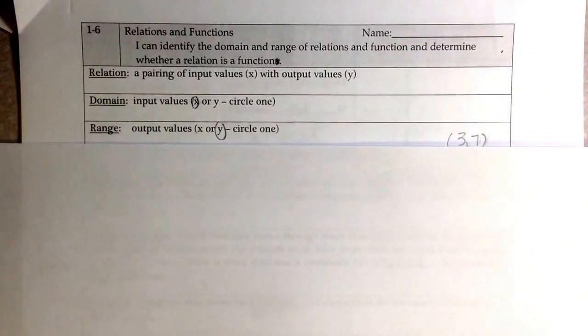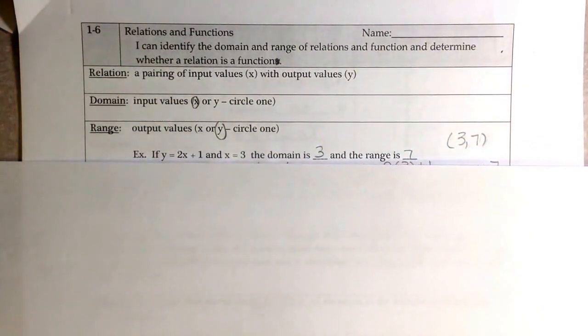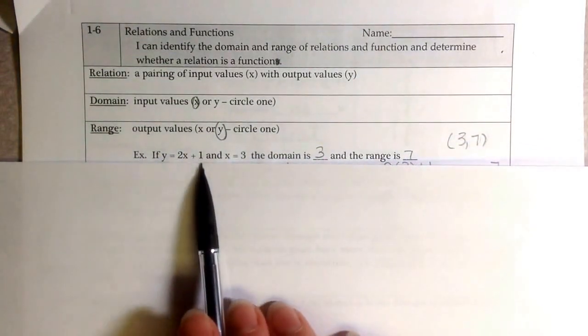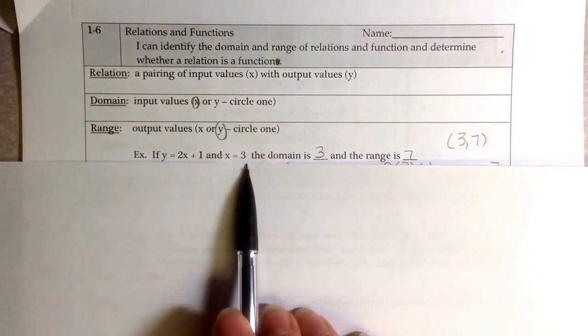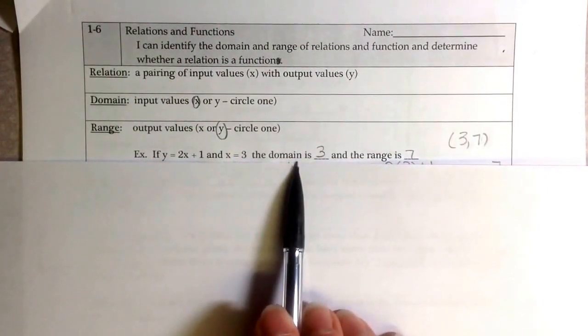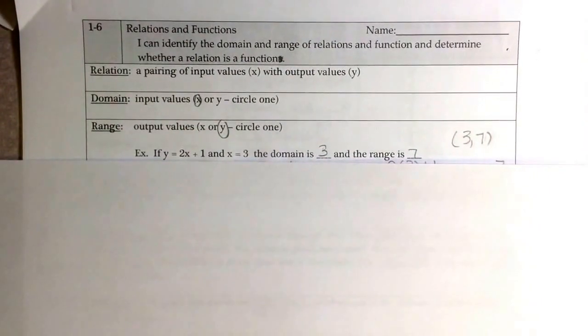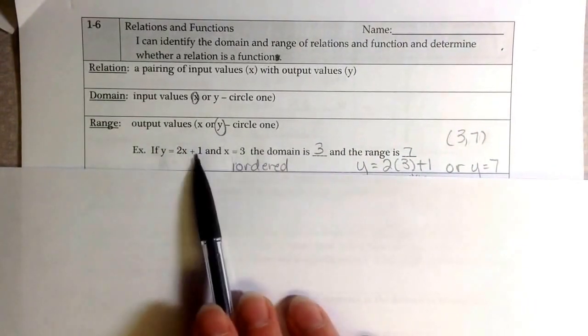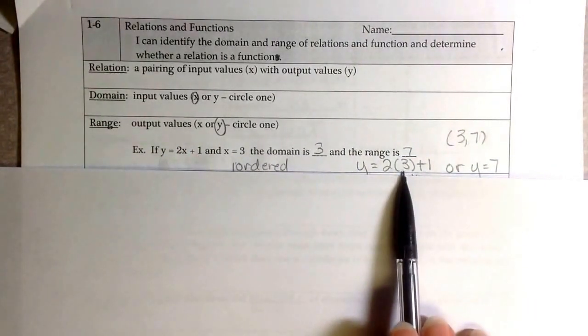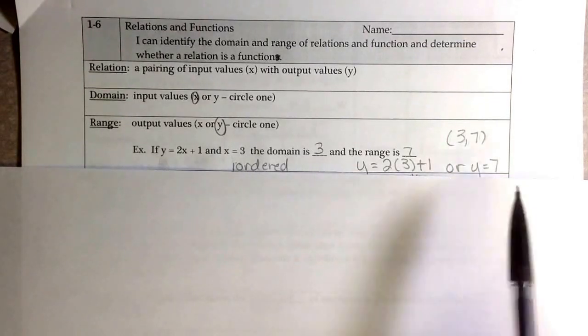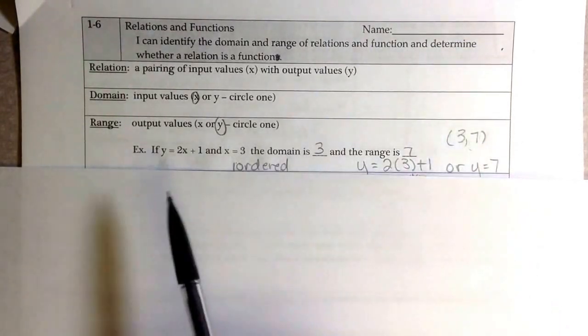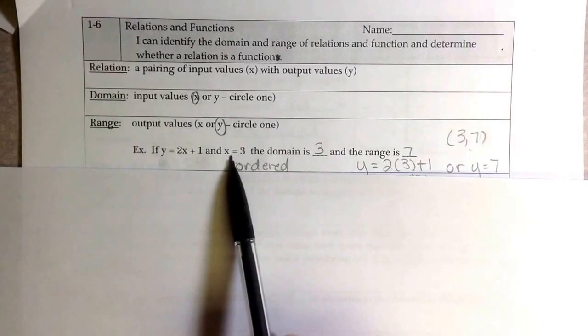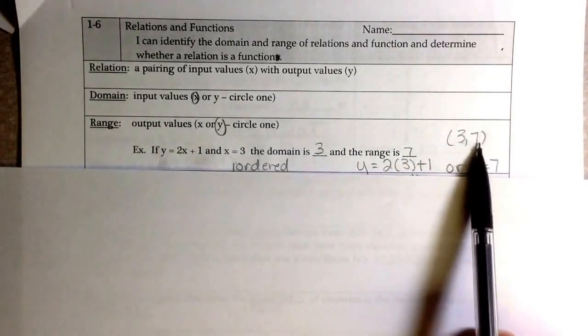So let's look at an equation. If you have y equals 2x plus 1, and you say, let's let x equal 3, then that means you're letting the domain be 3. And then you'll get the range by substituting 3 into the equation. So 2 times 3 plus 1 will give us 7. That means our ordered pair, if we're using this equation with a domain of 3, will be (3, 7).